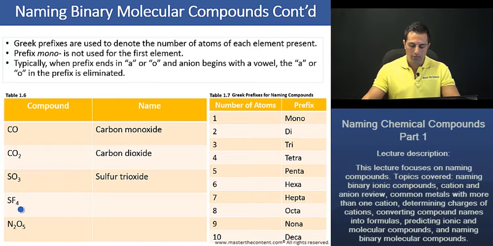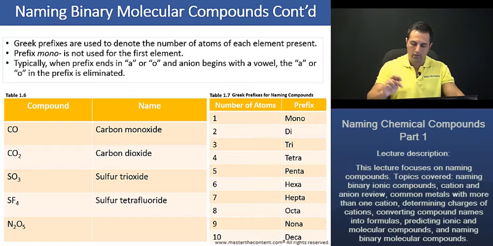Next, we have 4 fluorines. That's going to be tetra, so it should be sulfur tetrafluoride, as we see here. Now, for our last example here, we have 2 nitrogens present, so it's going to get a prefix of di, and we have 5 oxygens present, that's penta. This should be dinitrogen pentoxide.